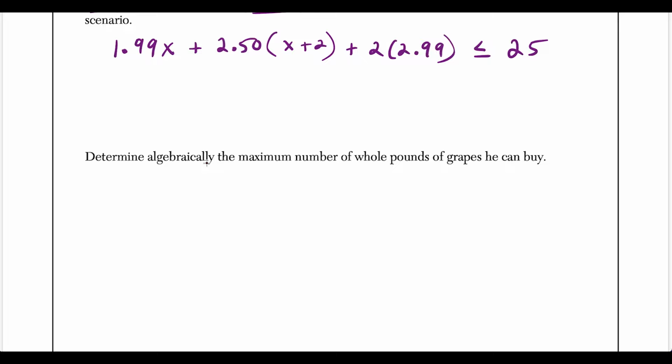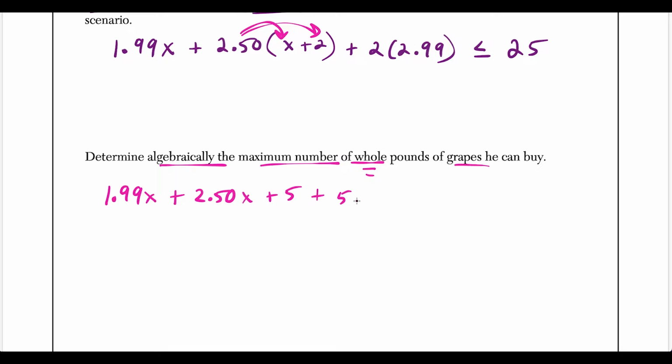So now we're going to do a little algebra to determine the maximum number of whole pounds, so we're rounding to the nearest whole number, of grapes that Jonathan can buy. So here what I would do is I would just write this down. We have $1.99 times x plus, and now we're going to distribute. We have 2.5 times x, so that's 2.5x. And then we have plus 2.50 times 2, which is going to give us 5. And then next we have 2 times 2.99. And this we could use a calculator, or I just think 2 times 3 is 6. So then I just shave off 1 cent twice, and that's going to give us 5.98.